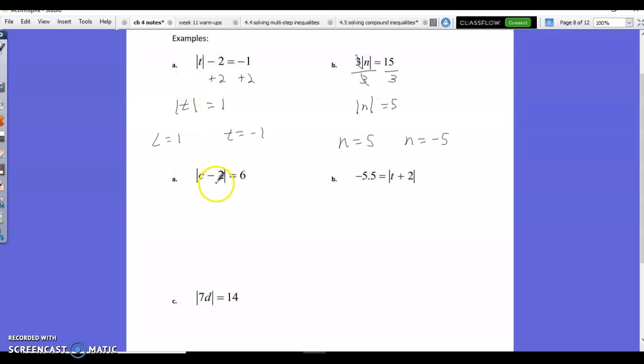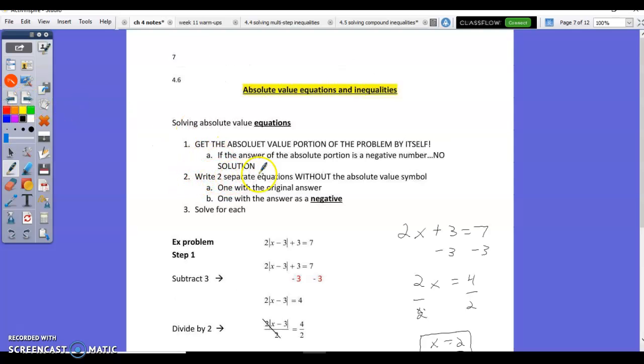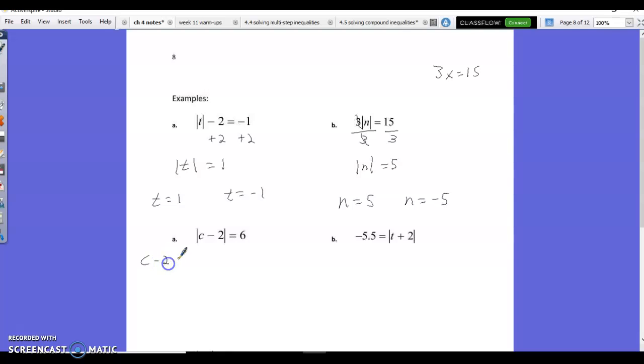All right, so now let's do sample 3. Sample 3 already has the absolute value portion by itself, right? There's nothing to add or multiply that is outside of it. Just like this -2 is outside the absolute value, this 3 was outside the absolute value. So at this point, if you reference your notes, we are going right to step 2: two separate equations without the absolute value symbol. So over here, I'm going to write c minus 2 equals 6, and then c minus 2 equals -6. Because if this whole portion equals -6, the absolute value of that is also 6.